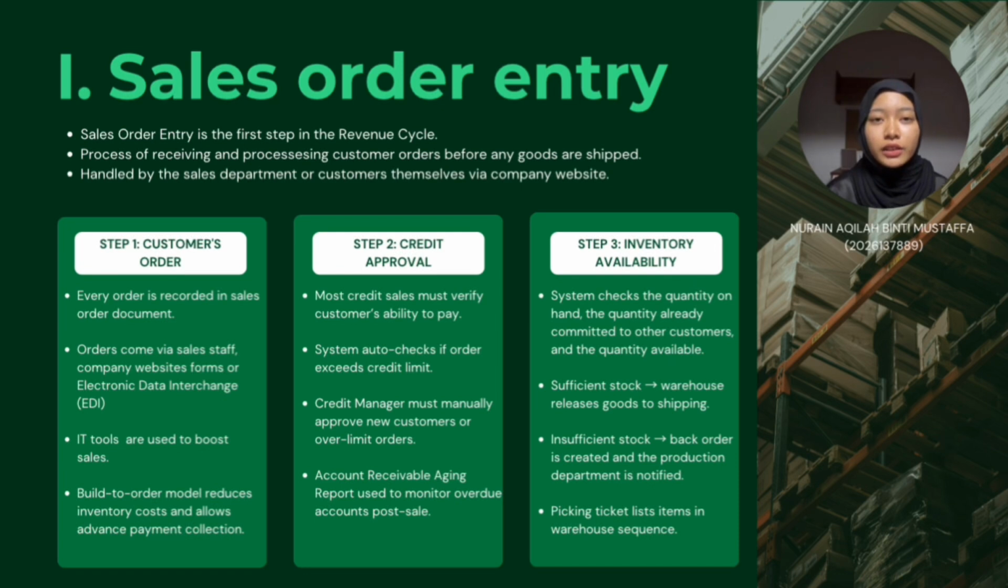Orders can arrive in 3 main ways: through sales staff who enter them manually, through a website form that customers fill out themselves, or through EDI, electronic data interchange, where the customer's system automatically sends the order in a format the company's system can read directly. Beyond just receiving orders, IT also helps increase sales.